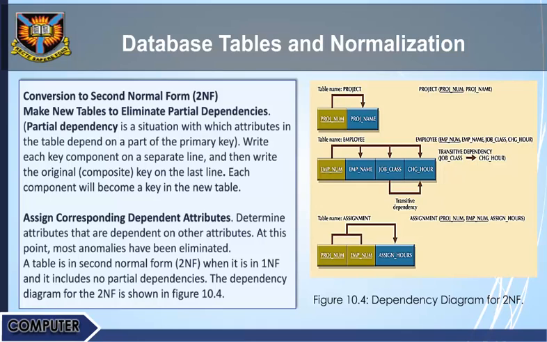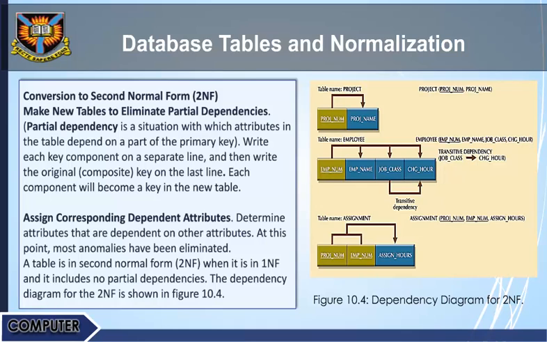Conversion to second normal form, 2NF. Make new tables to eliminate partial dependencies. Partial dependency is a situation in which attributes in the table depend on only a part of the primary key. Write each component on a separate line and then write the original composite key on the last line. Each component will become a key in the new table.